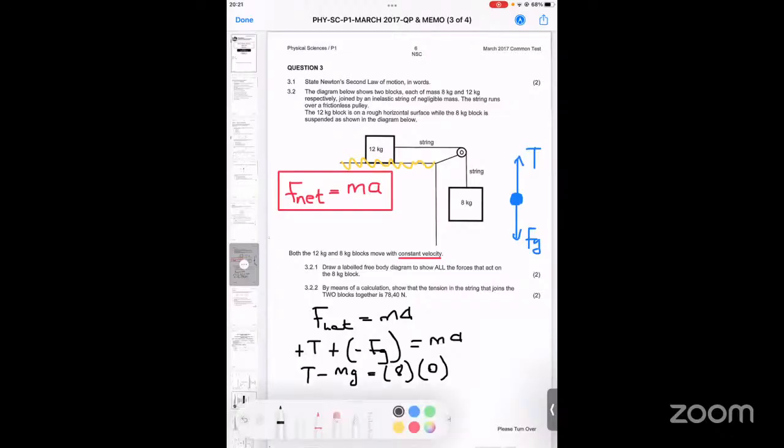Maybe let's trade it. Okay, then it's fine. So we still have our tension minus the mass of the 8 kg times 9.8 equals 0. Then the tension, you take that to the other side, it becomes positive 8 times 9.8, and that does give you positive 78.40 newtons.